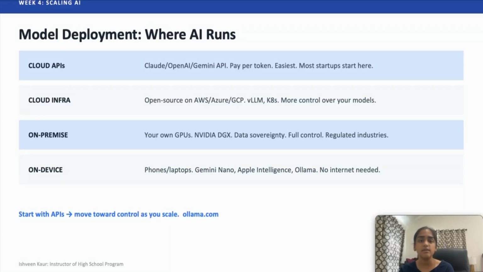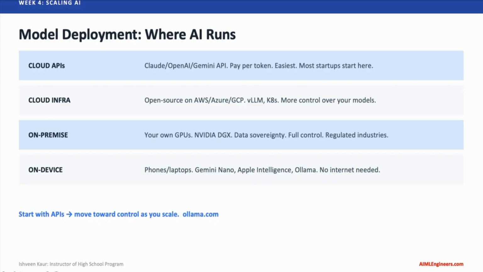Even if you're running the same model, the different ways that you deploy that model affect its performance. And there are different trade-offs to each way to deploy a model, which is what we're going to discuss in this video. The first option is APIs.